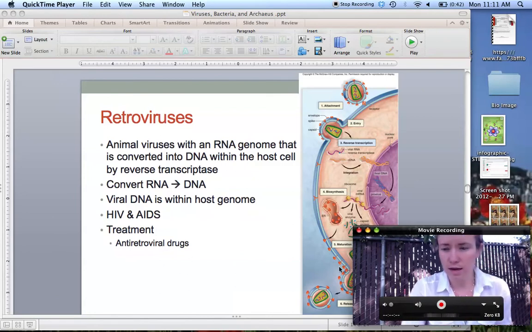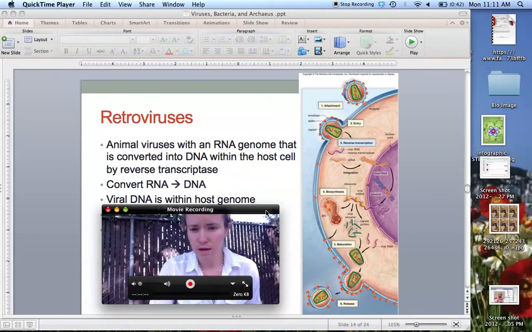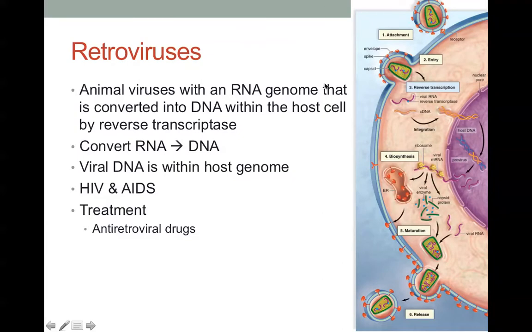So this is an image right here of the way that HIV works. So it comes along right here, it attaches via a receptor, and then it is, by endocytosis, brought inside the cell.